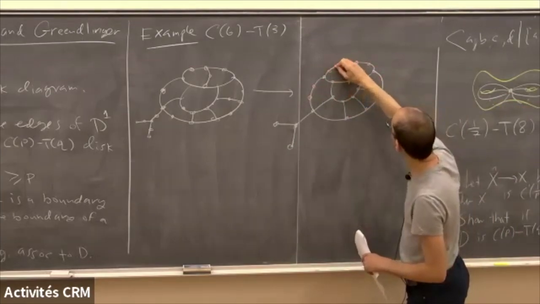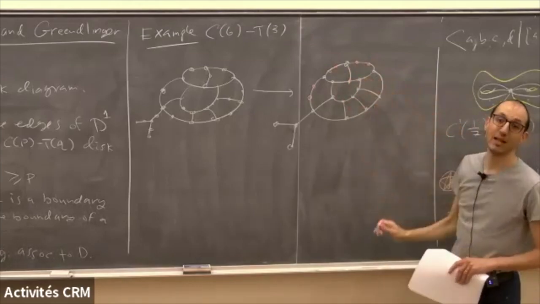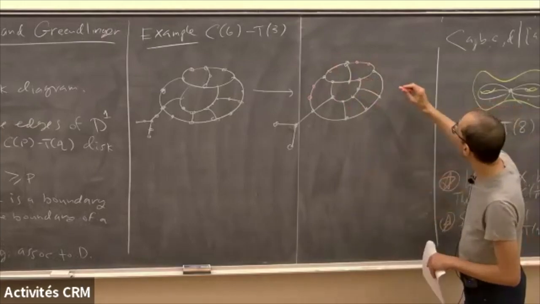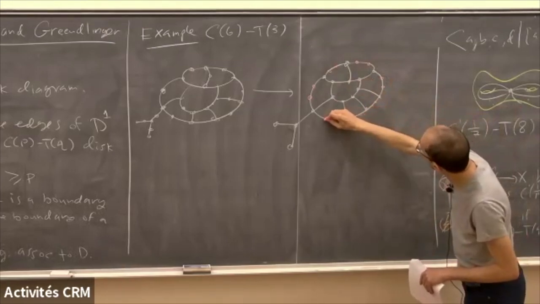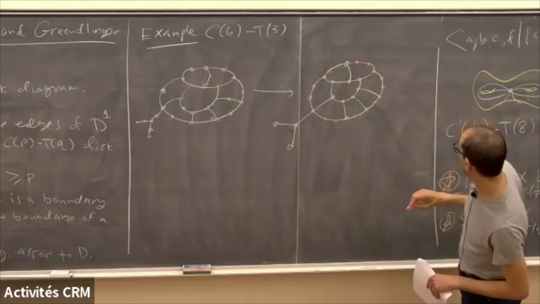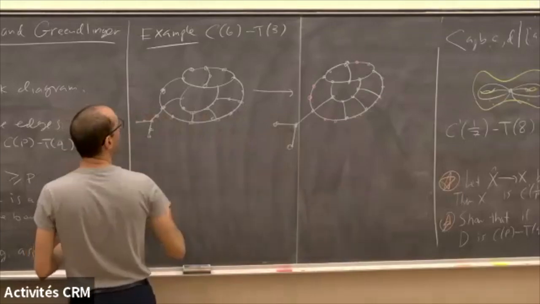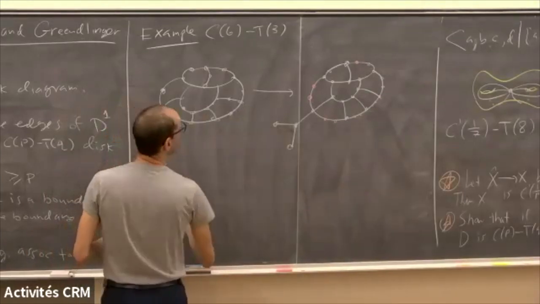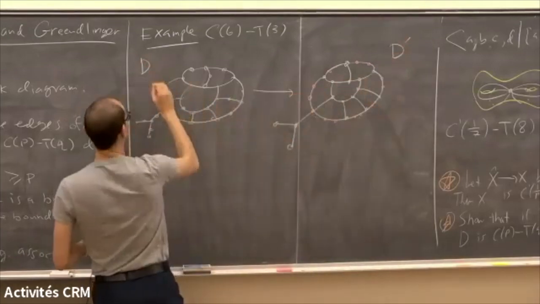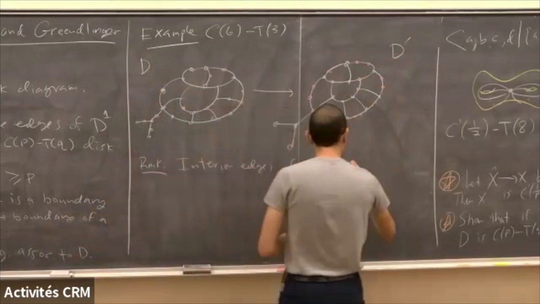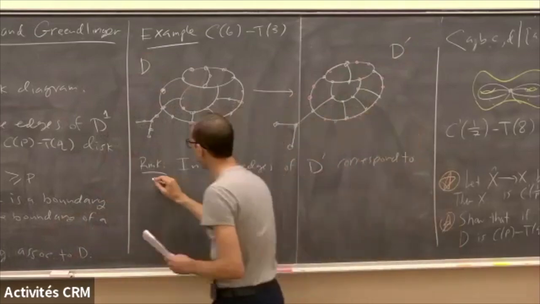So each of these degree 2 vertices appears on a boundary cell, and that cell has exactly P boundary length. Here it happened that each one of those needed exactly 2 more, but that's not always going to be the case. And let me remark now that interior edges of D prime, this is D prime, this is D, correspond to maximal pieces.